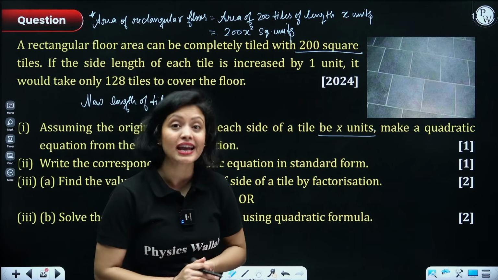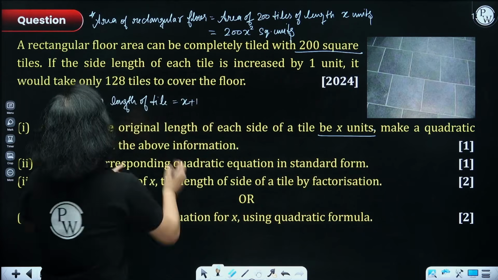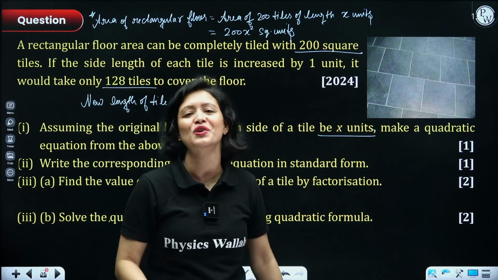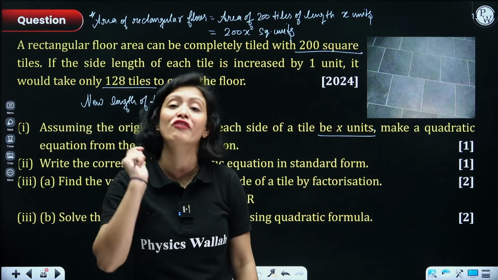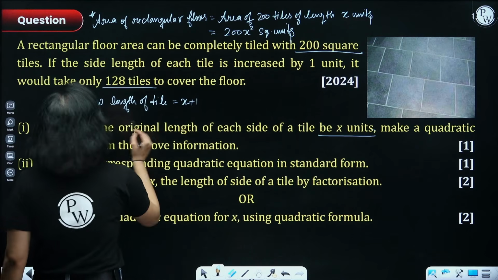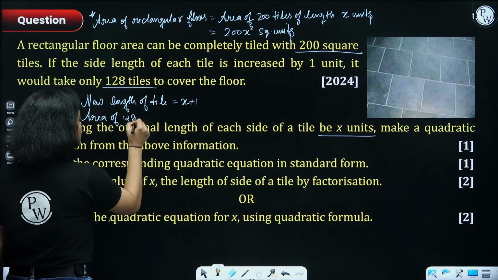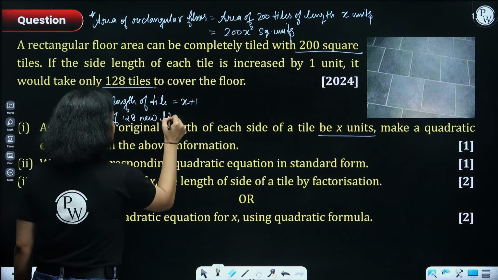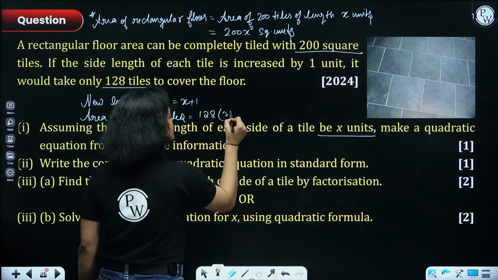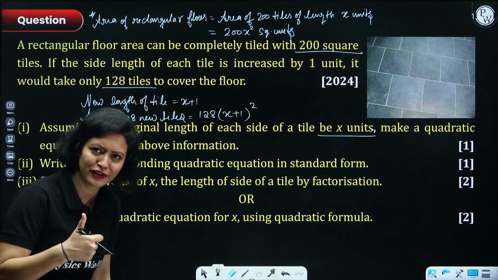So if you have such tiles, then the entire floor can be covered by 128 tiles. Now in this case, you can say that the area of the same rectangular floors would be equals to the area of 128 new tiles, right? And what would be the area of 128 new tiles? It would be equals to 128 multiplied with x plus 1 whole square. Yes, true everyone? ठीक है?